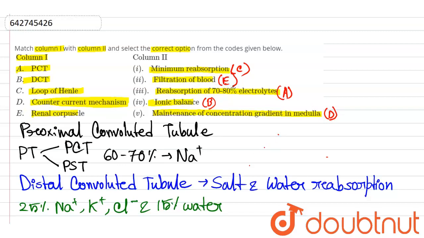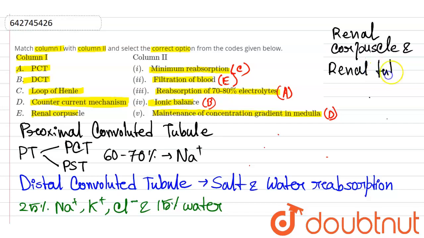So the nephron is composed of renal corpuscle and renal tubule. The renal corpuscle consists of the Bowman's capsule and glomerular capillaries responsible for the plasma filtration, and the renal corpuscle is the blood filtering component of the nephron. So here for renal corpuscle, it is filtration of blood.